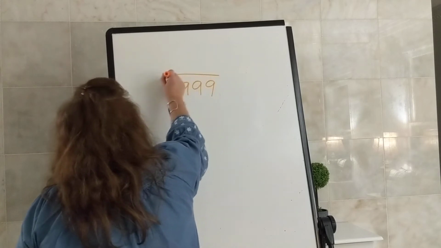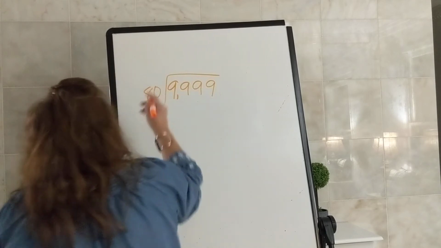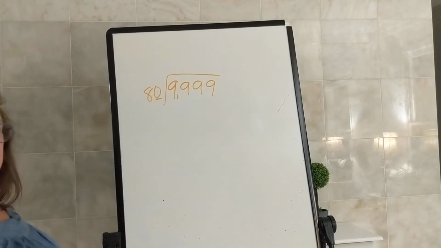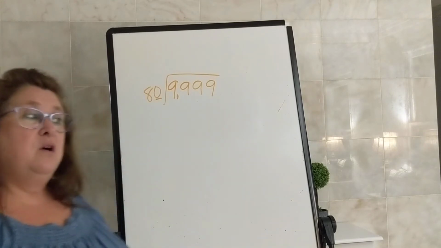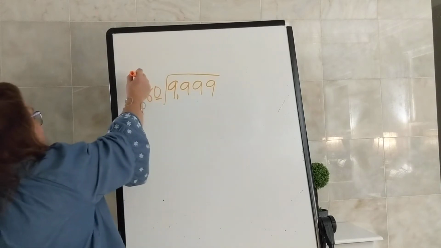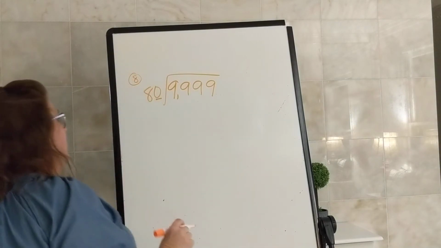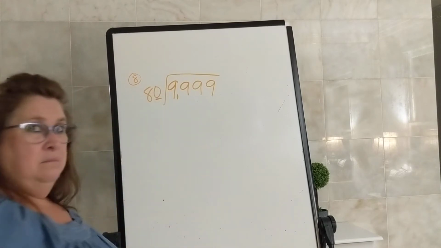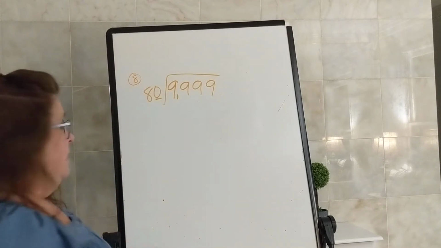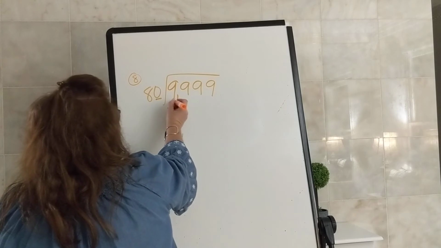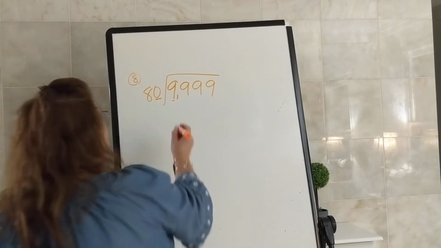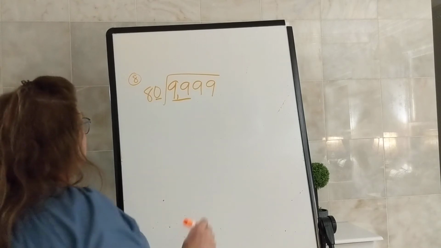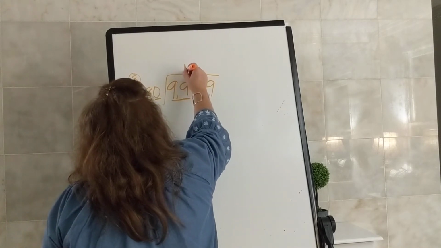We have 9,999 divided by 80. We look at our second digit. Our second digit is 0, 1, 2, 3, or 4, so our pretend digit we're going to be dividing by is 8. How many times will 8 go into 9? It'll only go in there one time. But can 80 go into 9? No. Can 80 go into 99? Yes, it can. So our 1 will go above the second 9.